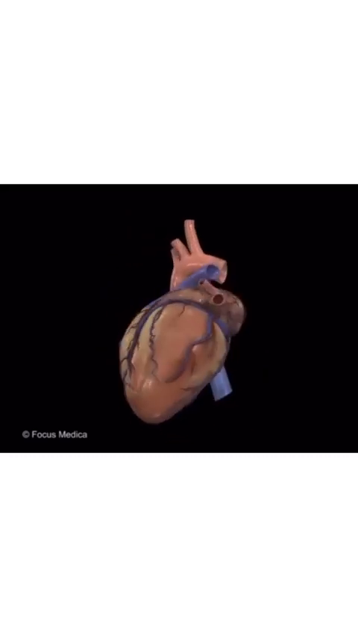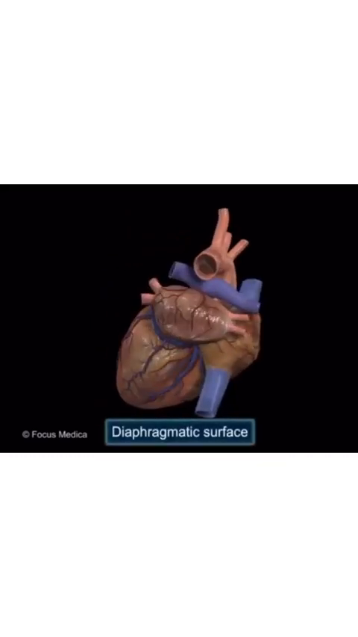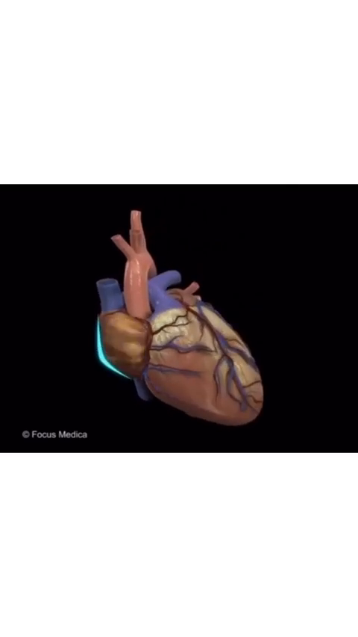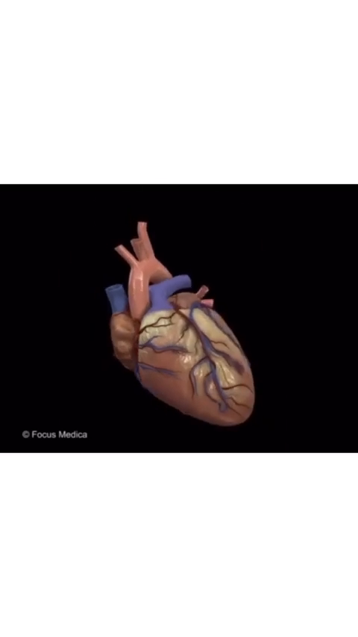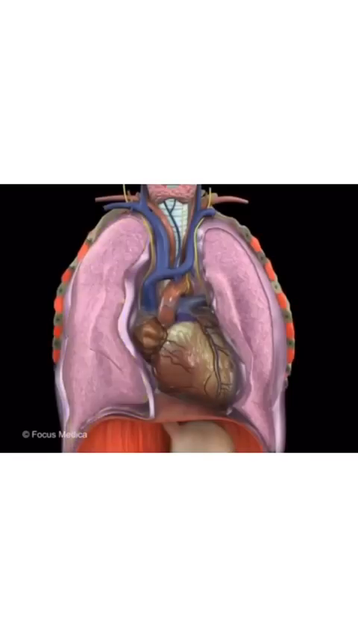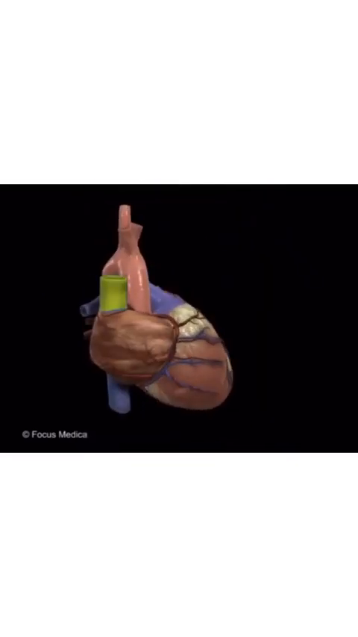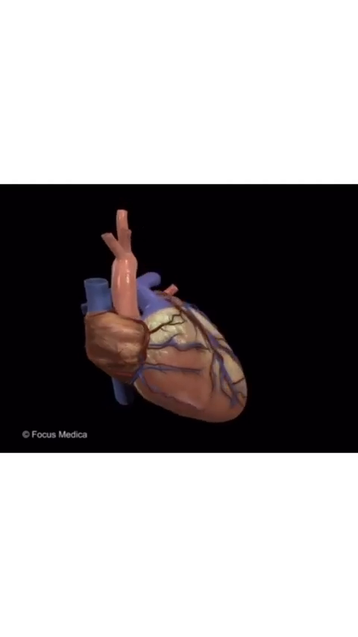Its inferior surface is the diaphragmatic surface. It is mainly formed by the two ventricles. The right border and surface are formed by the right atrium. It is closely related to the right lung and pleura. The right border is about 1 centimeter to the right of the sternum. The superior vena cava and inferior vena cava join the right edge of the right border.